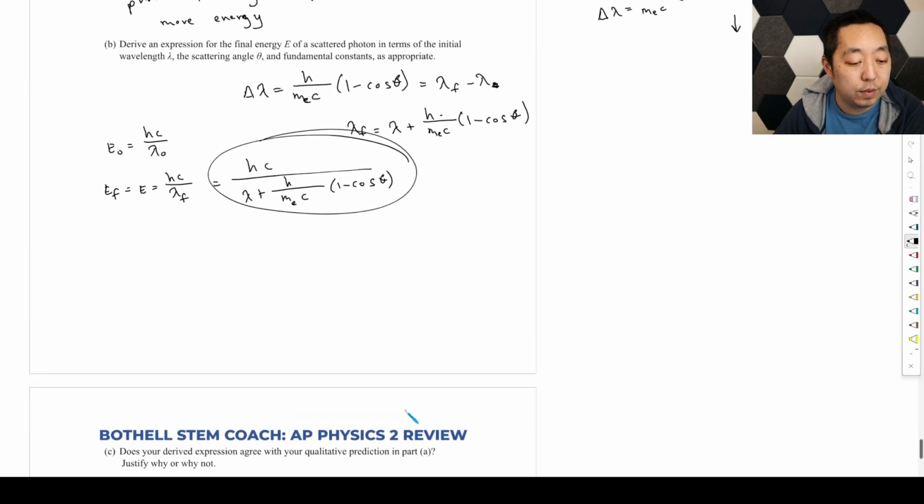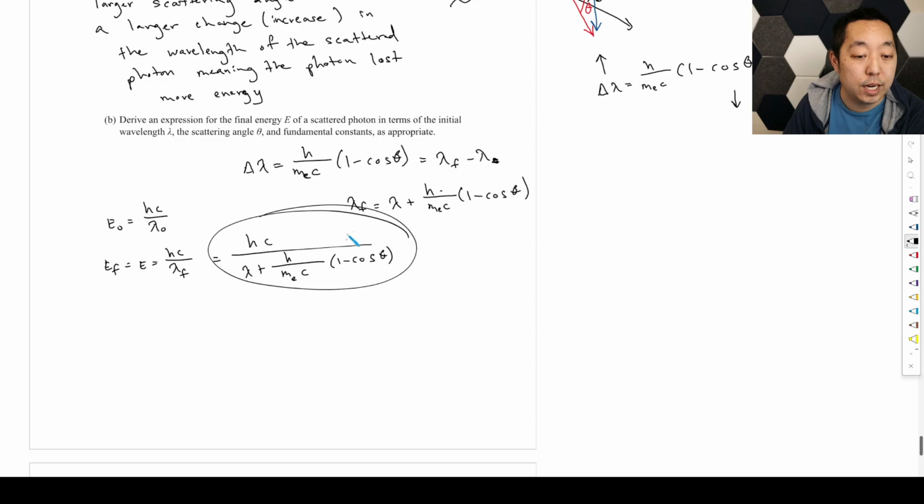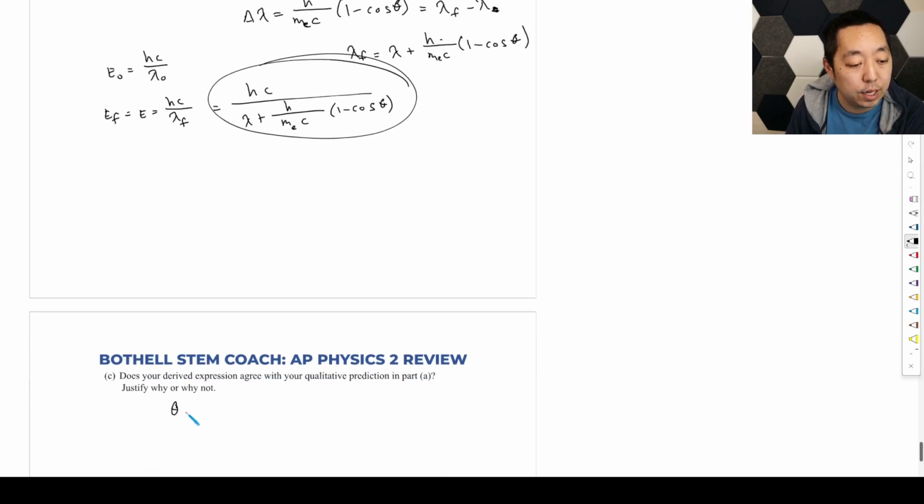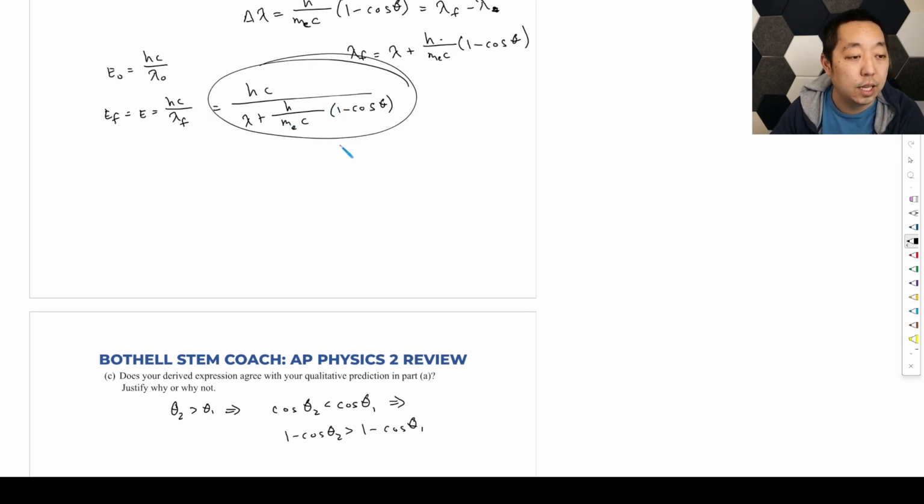And so does your derived expression agree with your qualitative prediction? So let's talk about what's going to happen here, right? When theta 2 is greater than theta 1, the cosine decreases, since we're in the first quadrant. That implies 1 minus cosine of theta 2 is going to be bigger than 1 minus cosine of theta 1, because the cosine is smaller.